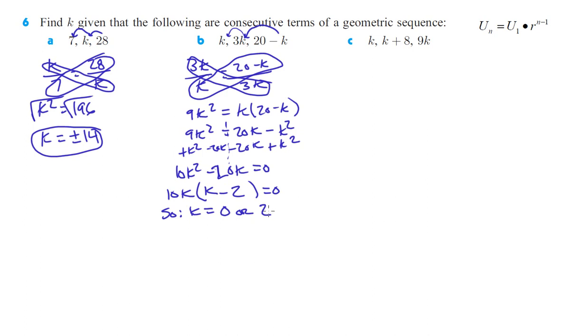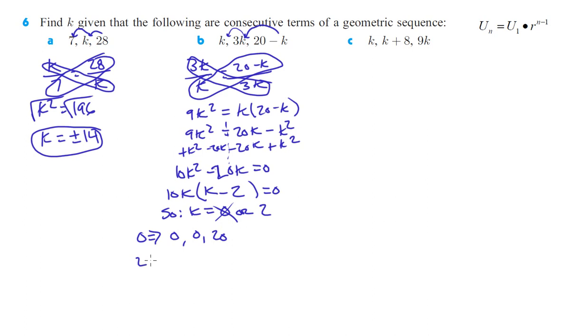Now we want to double check those to make sure that they work. If we plug 0 in, we get 0, and then 3 times 0 is 0, and then the third one is 20 minus 0, which is 20. This is not a geometric sequence. Anything you multiply 0 by, you get 0, but there's nothing you can multiply 0 by to get to 20. So this k does not work.